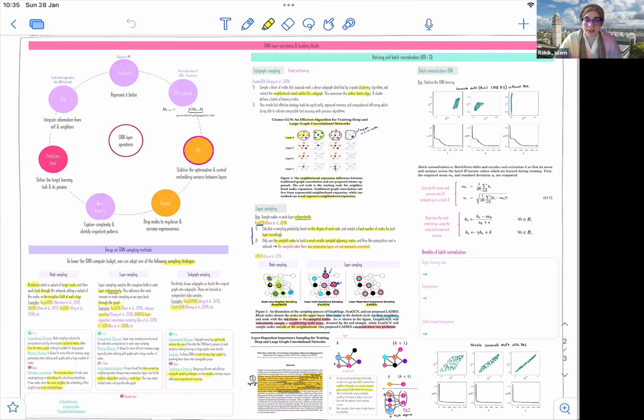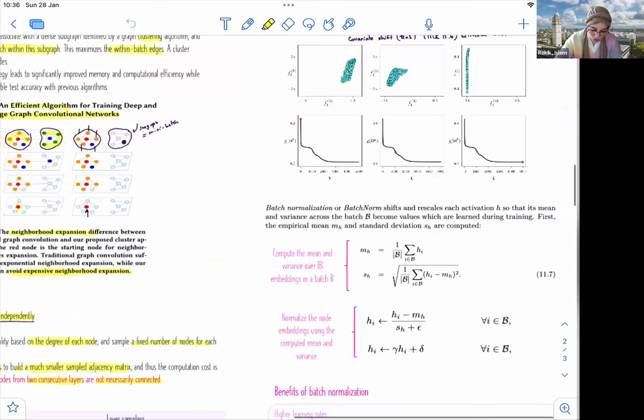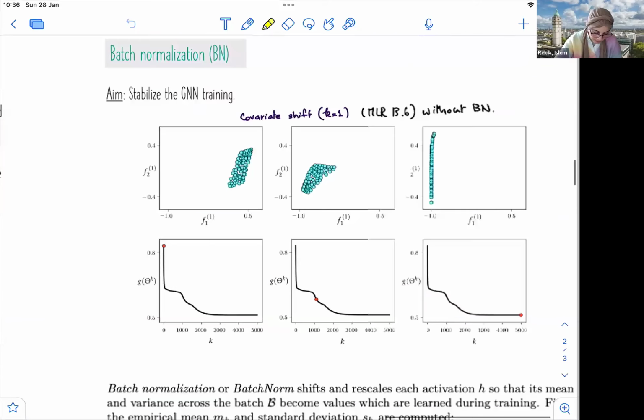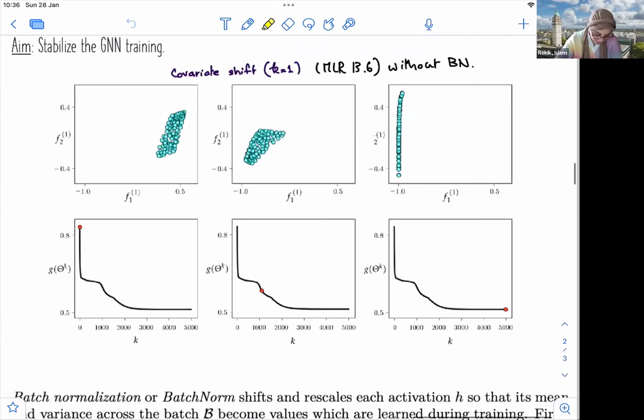So we have seen different graph sampling methods at the node level, the layer level, and the subgraph levels. And this is basically to form the mini batches for our stochastic gradient descent, loss optimization, and weight updates. Now, one issue that comes with batch-based training is what we call the covariate shift.